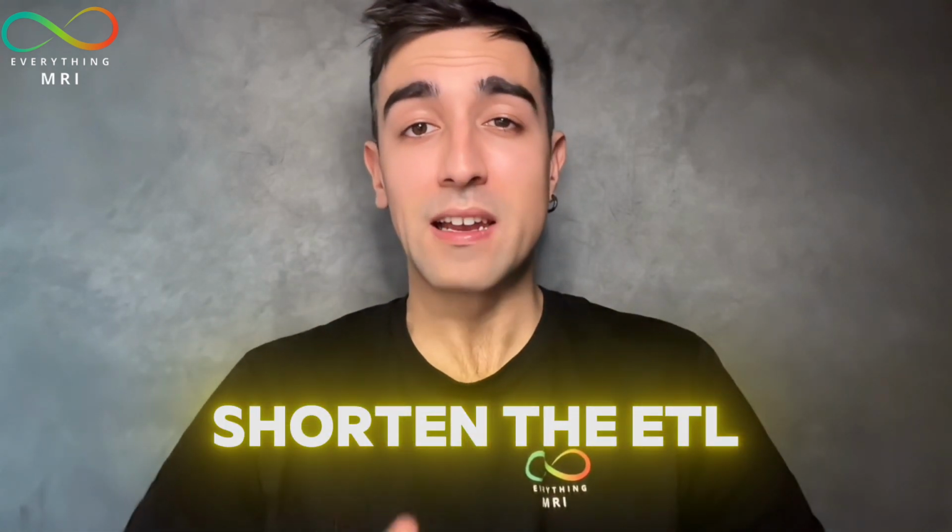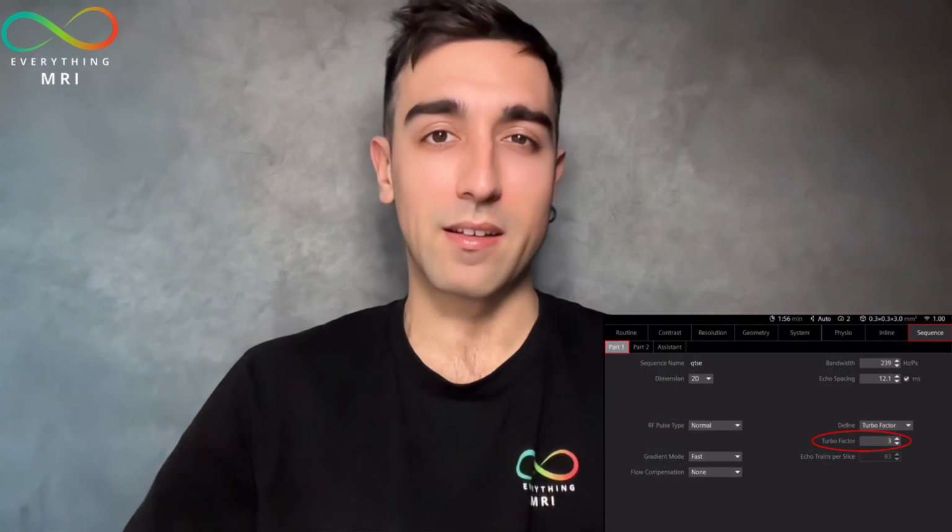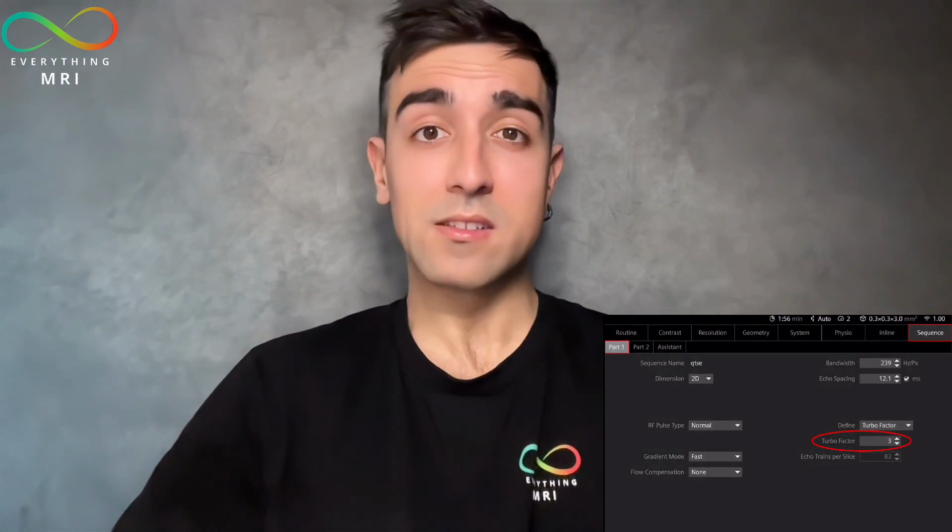My first tip, as already discussed in our focus on the turbo factor, is to shorten the echo train length, specifically for T1 weighted sequences. While there is a tendency to increase this parameter clinically, try to aim for a value between 14 to 20 echoes in order to minimize blurring. Remember, scan time reduction with turbo factor doesn't follow a linear pattern. Increasing the echo train length and SAR limits might lead to the selection of longer repetition times, and this will overall increase the scan time.